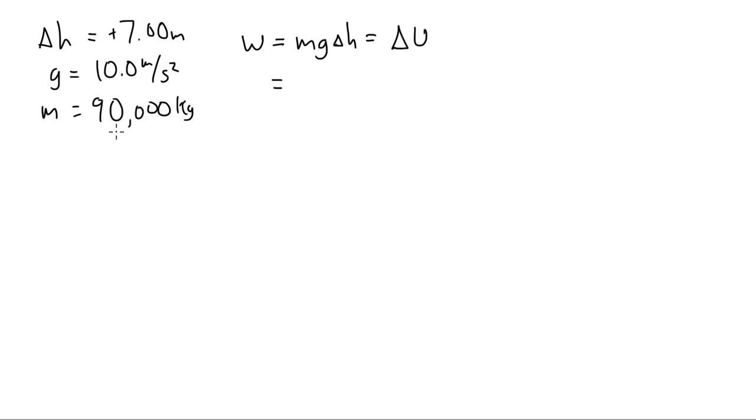What is it? 7 times 9 is 630,000. Multiplied by 10 again, so 6.30 million joules. I'm going to just call it megajoules. Okay, that's part A. Pretty easy.